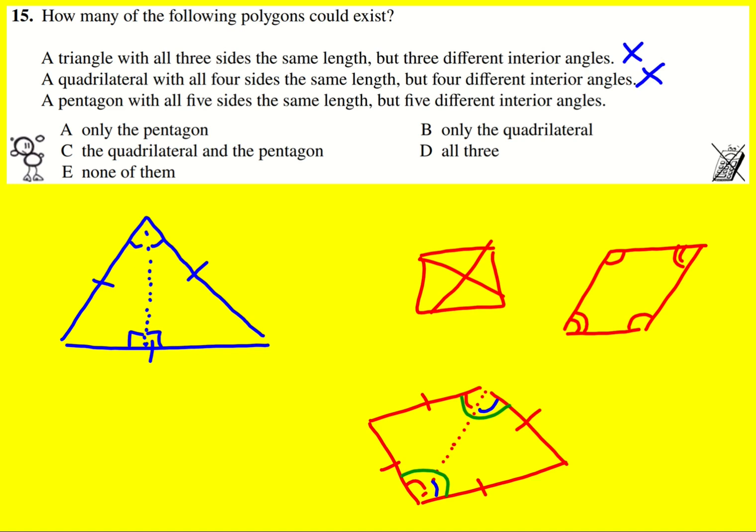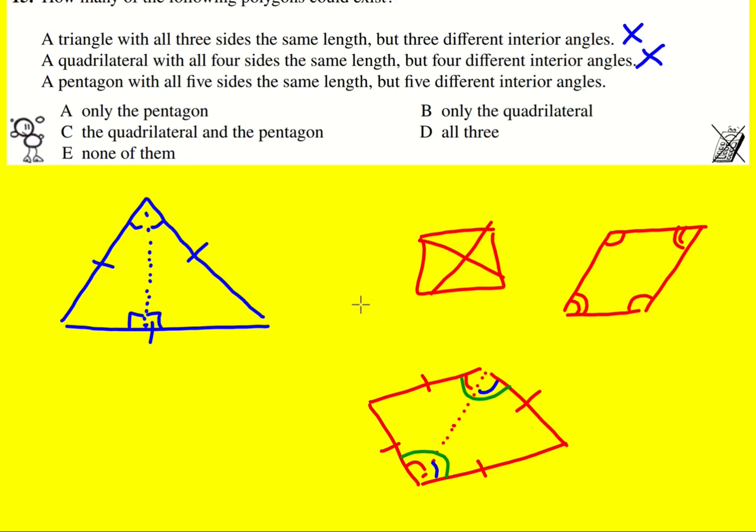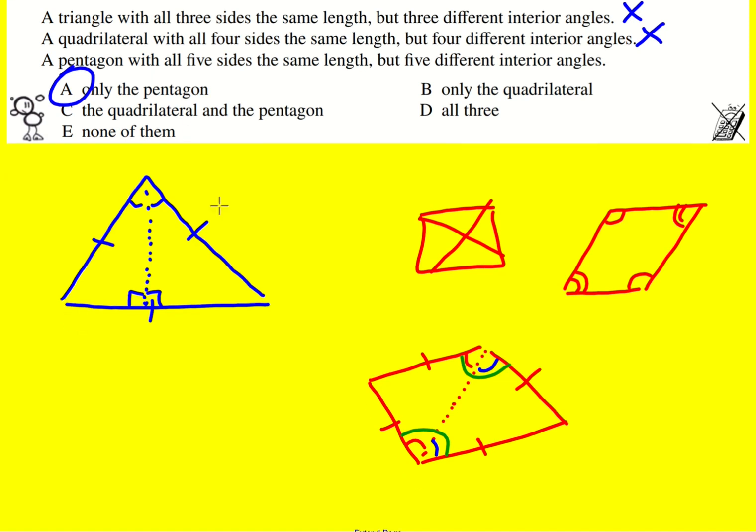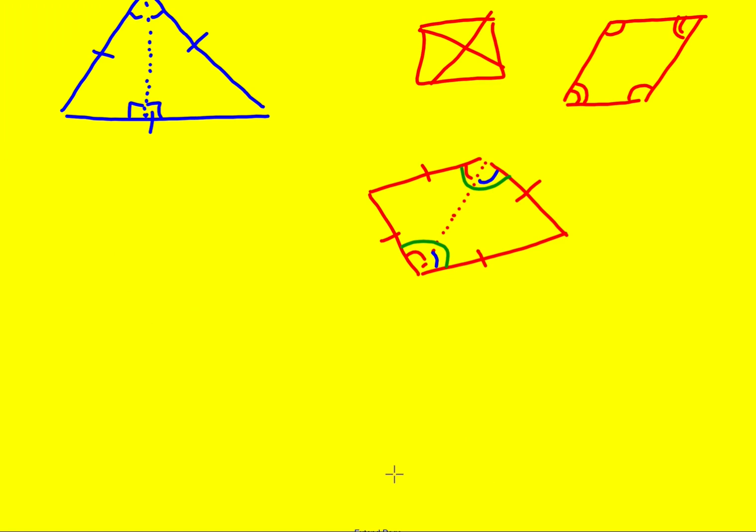Okay, pentagon is the hardest to actually find one that is true, but you can also see that you can't easily rule it out. We can rule out the triangle and the quadrilateral quite quickly, but we can't the pentagon. And it is the case actually that we can make a pentagon with five equal sides, but different interior angles. So the answer is going to be A. I just kind of convinced myself.